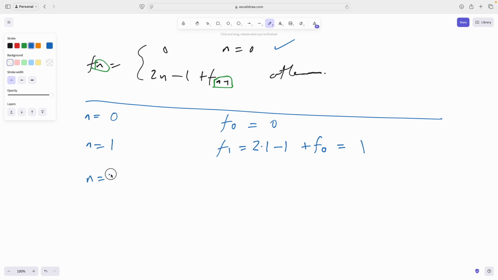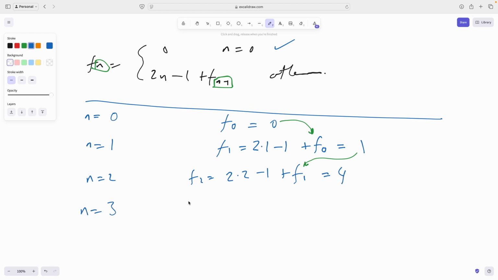Let's do n equals 2. So f(2) equals 2 times 2 minus 1 plus f(1), equals 4 minus 1 is 3, 3 plus 1. Remember, this one comes from, that one goes there, that one goes there, and so on. So this one will be 4 minus 1 is 3, plus 1 is 4.